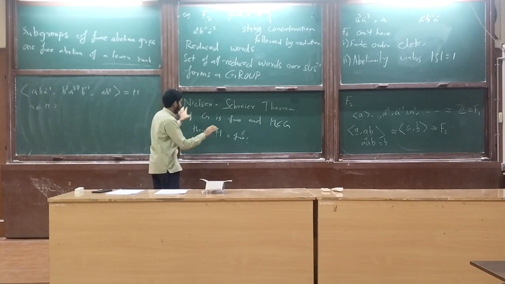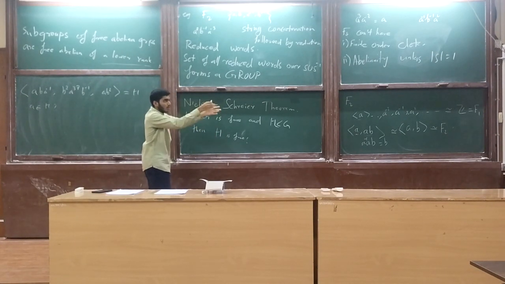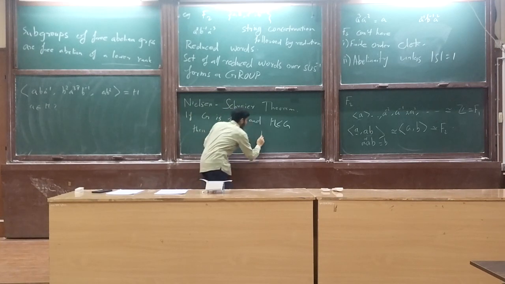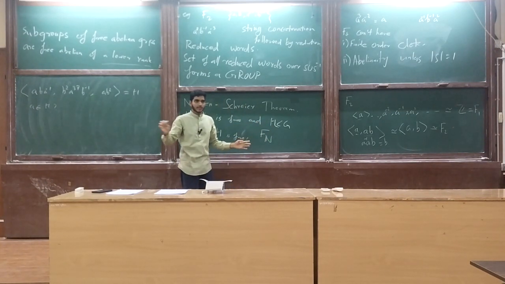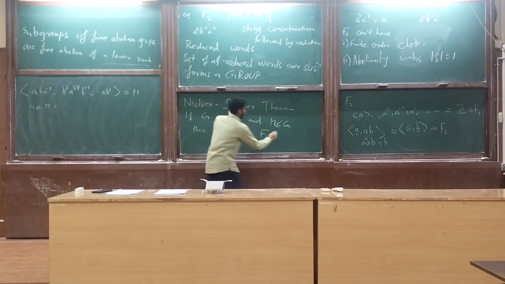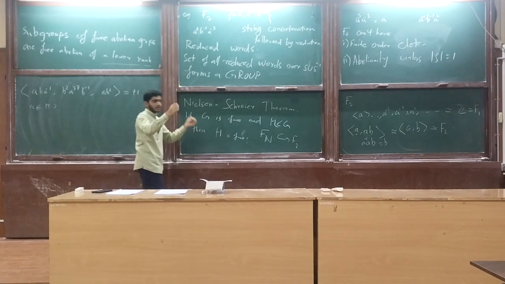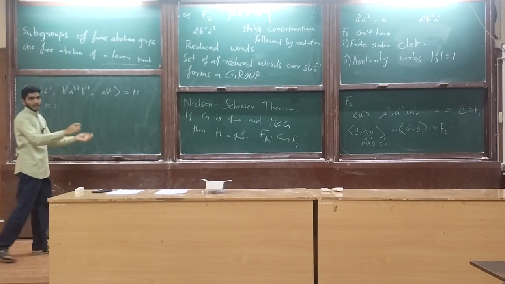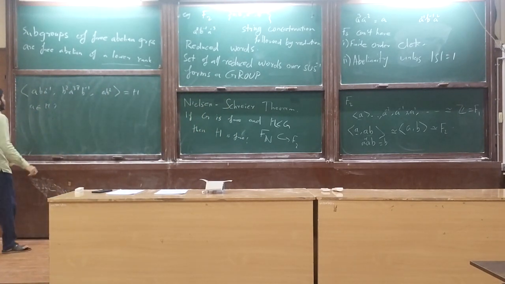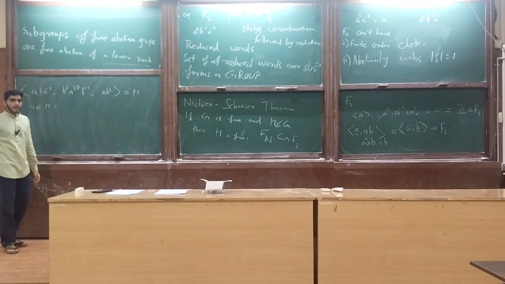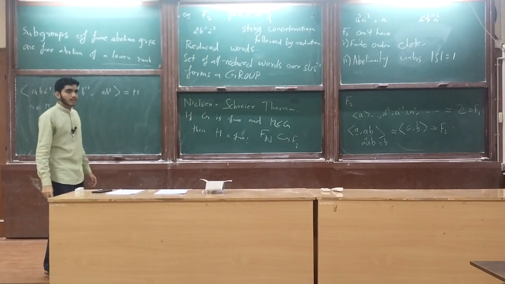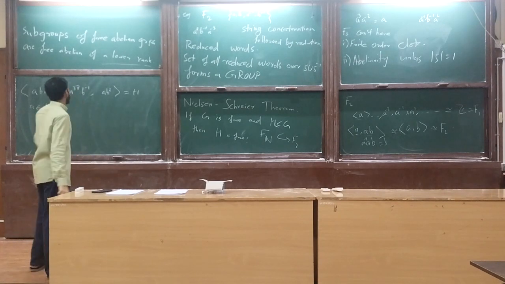You can have subgroups of F2 which are isomorphic to Fn, like the free group on countably many letters. So this sits inside F2. That's what I'm saying. F3 also sits inside F2. F4 also sits inside F2, and it's all bizarre because we're in the non-abelian setup, right?